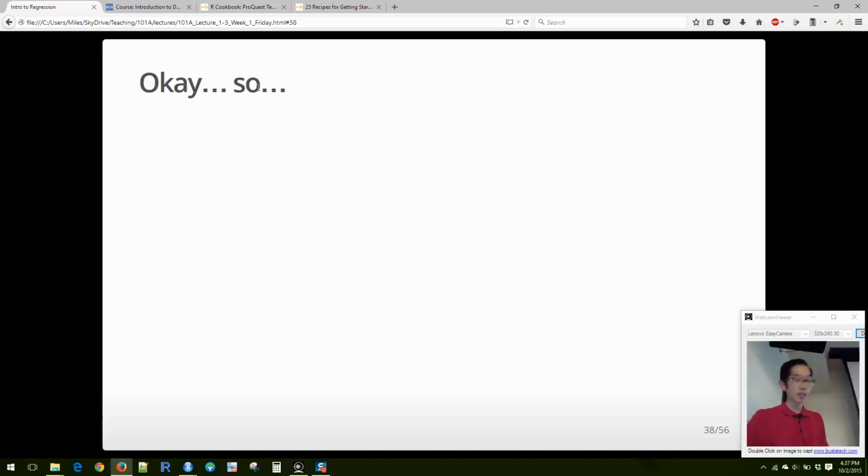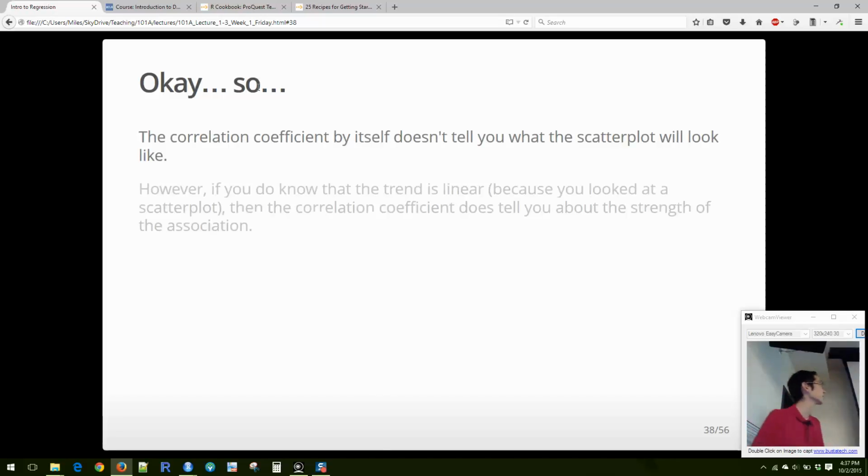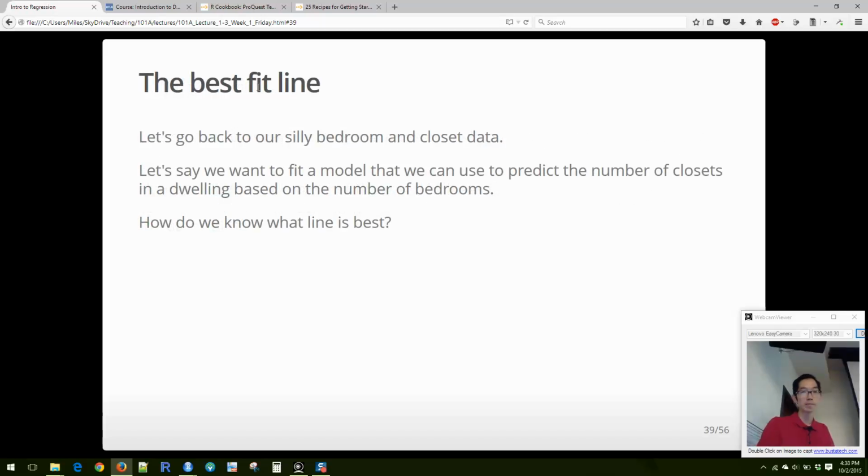All right, so what does this mean? The correlation coefficient by itself won't tell you what the scatter plot will look like. However, if you do know that the trend is linear because you looked at a scatter plot, then the correlation coefficient does tell you about the strength of the association. So it is very important that we create graphs. Let's talk about the best fit line.